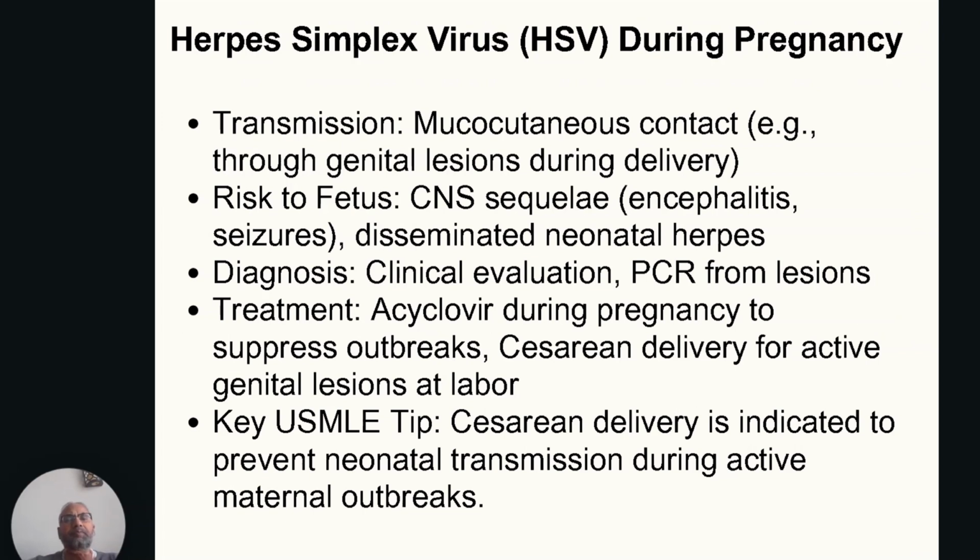Coming to the next one, herpes simplex virus during pregnancy, or HSV during pregnancy. Transmission is through mucocutaneous contact or skin-to-skin contact, for example through genital lesions during delivery. So this is also a sexually transmitted disease, and this can cause infection to spread to the baby when it is passing through the birth canal.